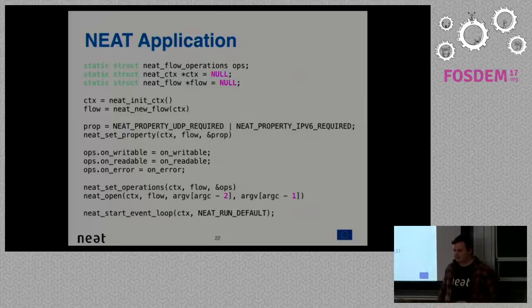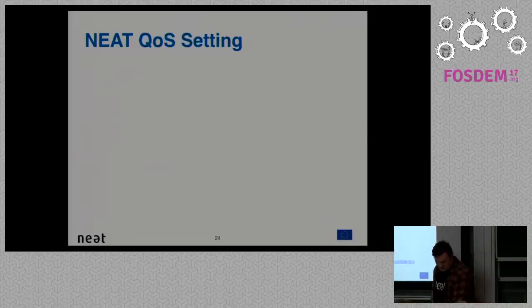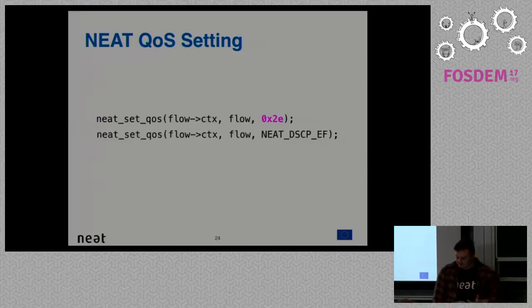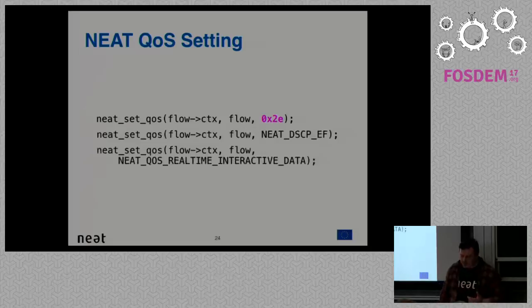So neat for QoS, you can set the DSCP value directly, because we didn't want to remove this for people who actually had an idea of what they wanted to do. You can set it by name, or you can set it by abstract high-level primitive. If an application asks for a high-level QoS, then we can do lots of interesting things. If we know your network is going to have issues with certain marks, we can choose other marks.